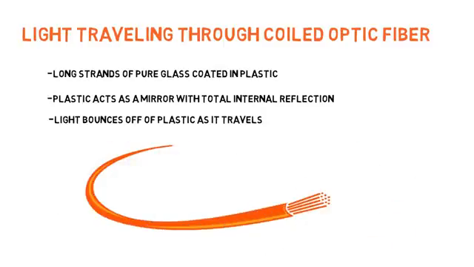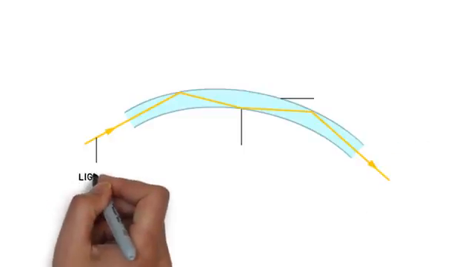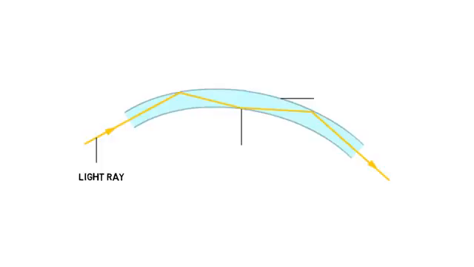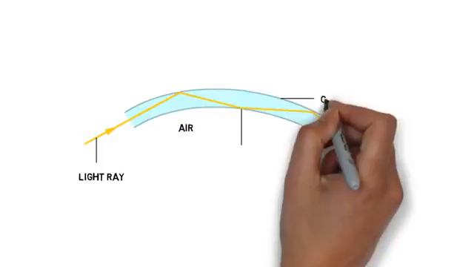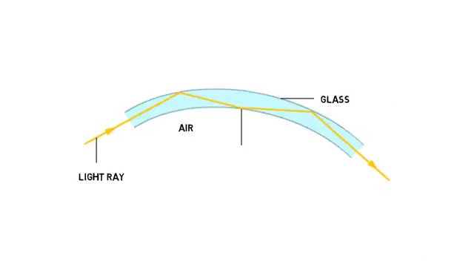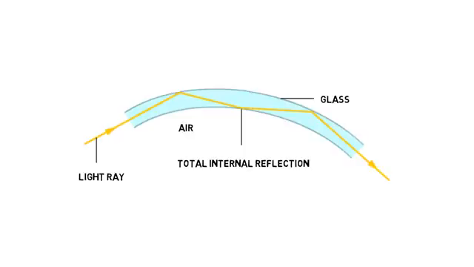Let's go into greater detail of how exactly light travels through a coiled optic fiber. Here's a picture of an optic fiber that we'll label together. Here we have light traveling through an optic fiber with air on the outside, and as it travels, it bounces off the glass or cladding. As you can see, while the light ray travels through the optic fiber, it is unable to escape and exhibits total internal reflection. Through this process, optic fibers can virtually bend light to reach a desired destination.